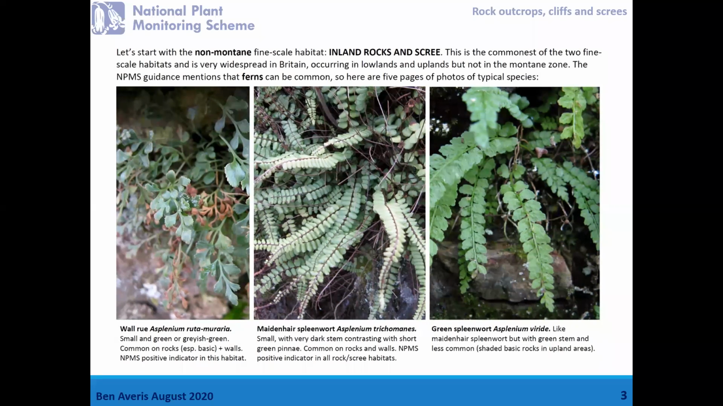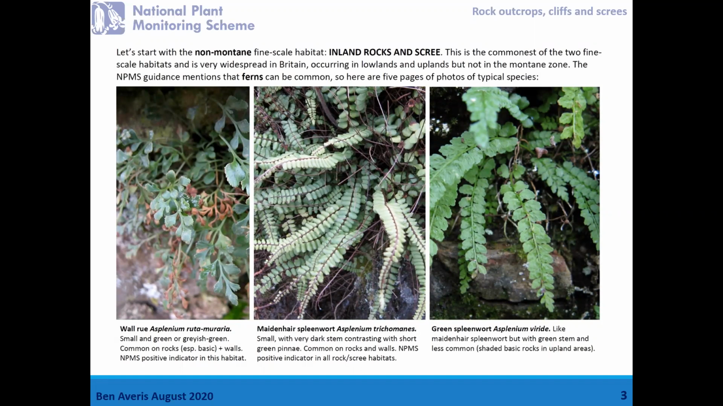It's got a very dark stem up the middle, in contrast to the green spleenwort on the right, which is all green and is actually much less common. It's mainly on base-rich rocks like limestone, on basalt and a few others, schists, and is easy to tell because it's all green. It's mainly in upland areas as well, especially in shady places. Always a good find, that one.